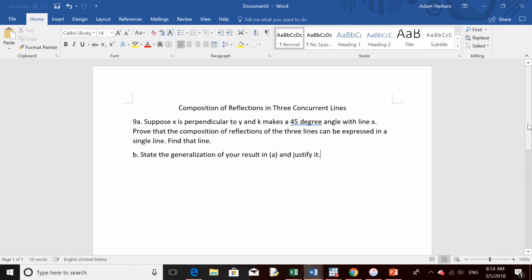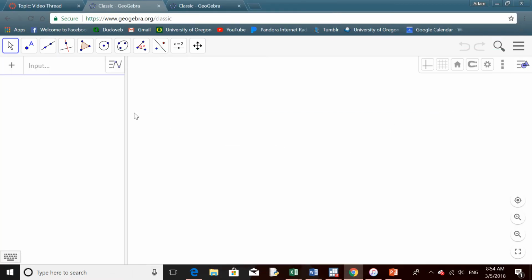We're going to be working on problem 9 out of chapter 6.1, which is: suppose x is perpendicular to y and k makes a 45-degree angle with line x. Prove that the composition of reflections of the 3 lines can be expressed in a single line and find that line. And then in B, we're essentially going to take that and find the generalization of the result. We're going to show that for any 3 concurrent lines, the composition of their reflections can be expressed in a single line. We're going to go ahead and jump over to GeoGebra.